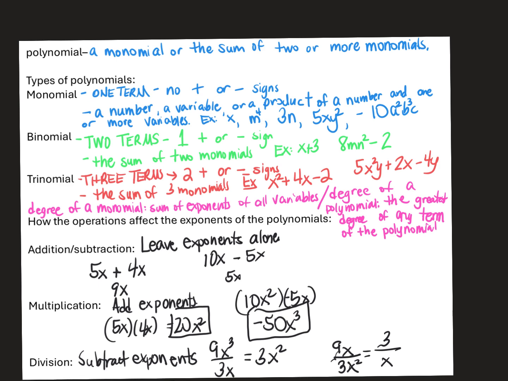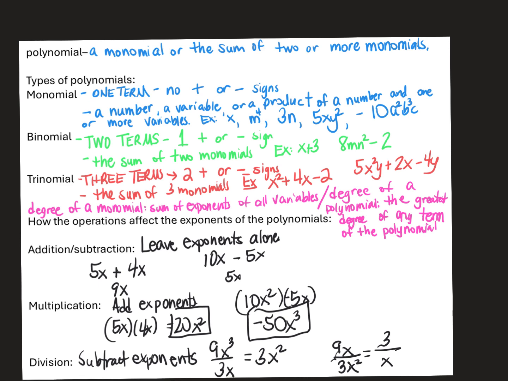A polynomial is a monomial or the sum of two or more monomials. And I would like to add, and you don't have to write it down, that the sum of two or more monomials, those would be unlike terms. There are three types of specific polynomials: monomial, binomial, and trinomial.